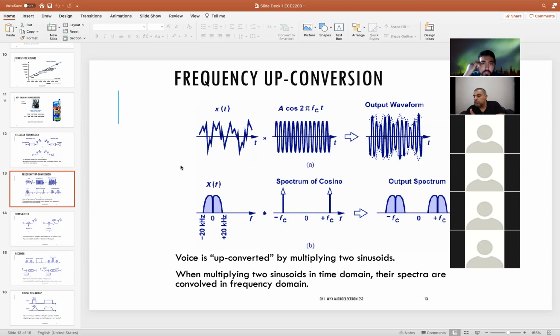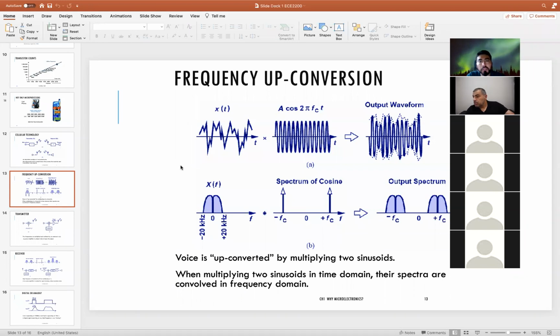If you've taken E&M classes, or maybe not, basically the size of your antenna needs to be about a quarter of the wavelength of the frequency you're trying to transmit. So if you're trying to transmit something with a frequency of 20 kilohertz, you're going to end up with an antenna that's multi meters long. You can't put that into a cell phone, okay?